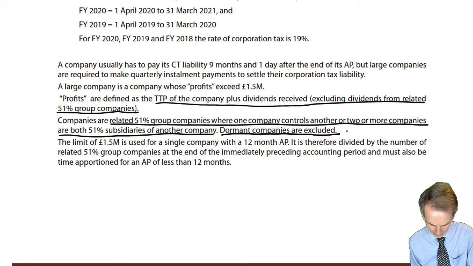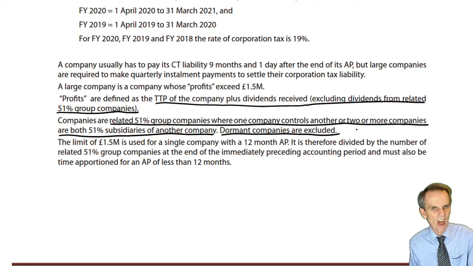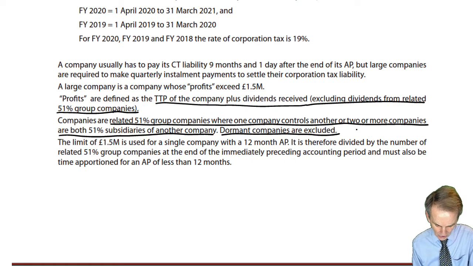Dormant companies are excluded. And what this was all to do with was the size of the company, whether or not the company was large. And why did we need to know that? Again, I hope that you could remember at least some of the basic content of chapter 16. If not, you might want to pause now and go back and have a more careful look at this.